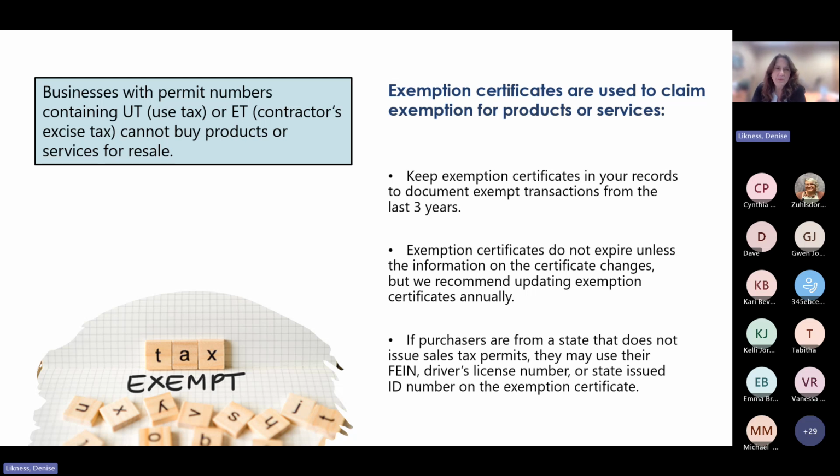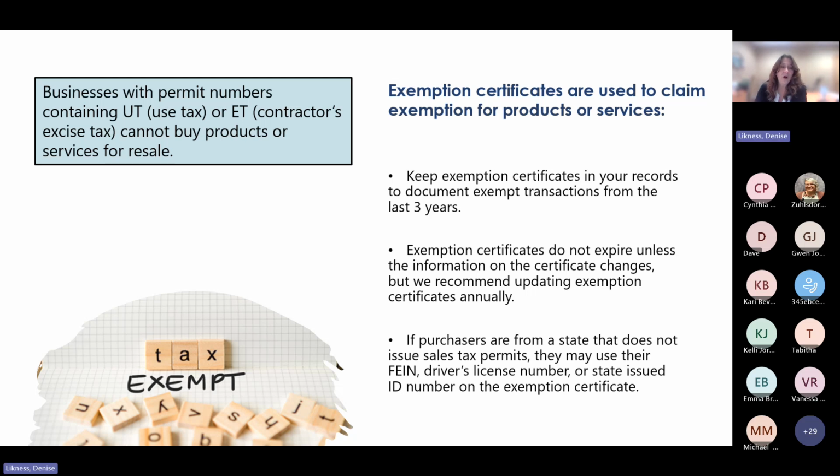Exemption certificates, you keep them, they don't have an expiration date, but you have to keep them in your records for the last 3 years. They don't expire, but it is your responsibility to make sure that if there are any changes on the exemption or owners, that you update the exemption certificates and look at them annually. Look at them every year to see if people are still the same or businesses stay the same, if it's changed from an LLC to something else. Just keep an eye on that.